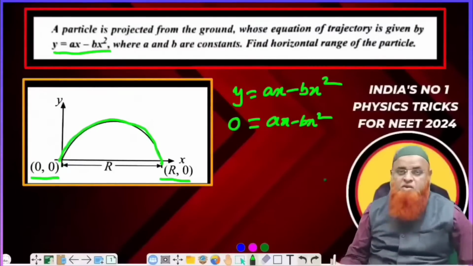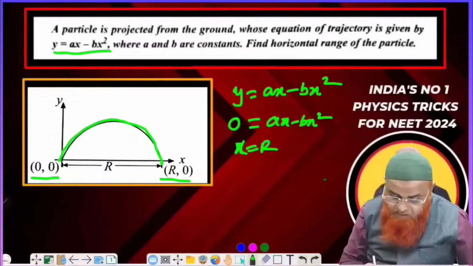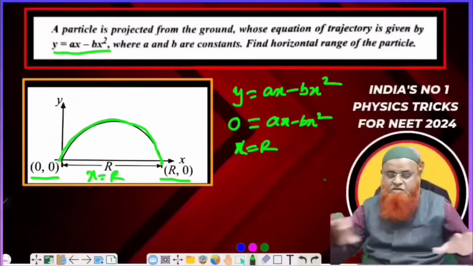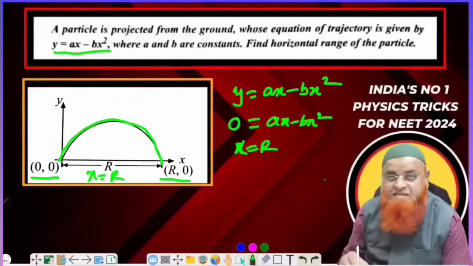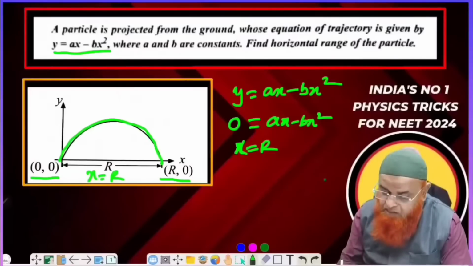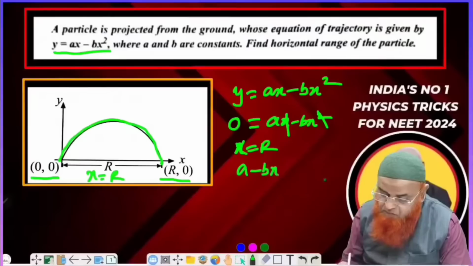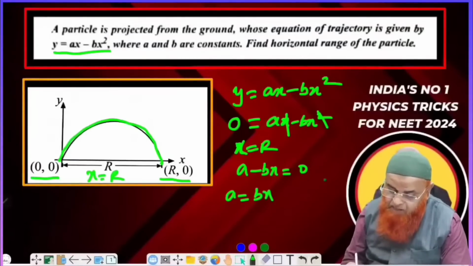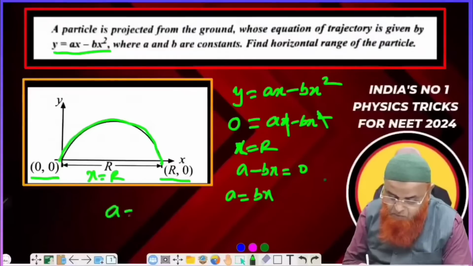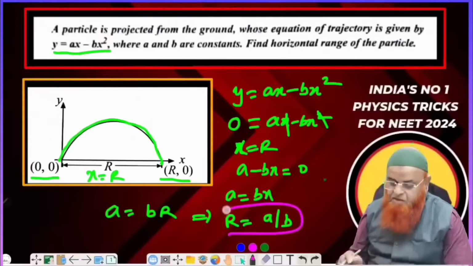What is the x-axis going to be here? What is the dimension of x? Here x is going to be the range. Let us see now. As ax minus bx square is equal to 0, this x and this x square get cancelled. Then what is left is a is equal to bx. And x equal to R here, so we can write a is equal to bR. This implies that R is equal to a by b. So this R is equal to a by b is going to be your answer.